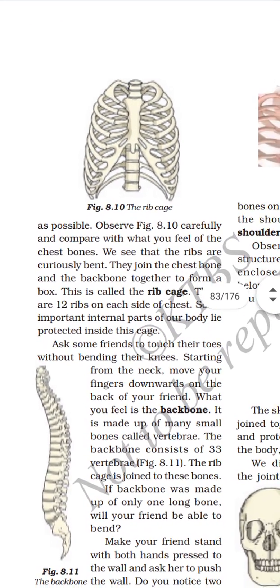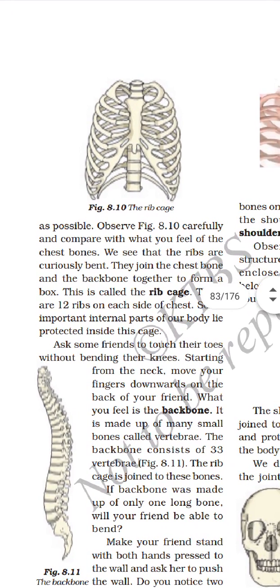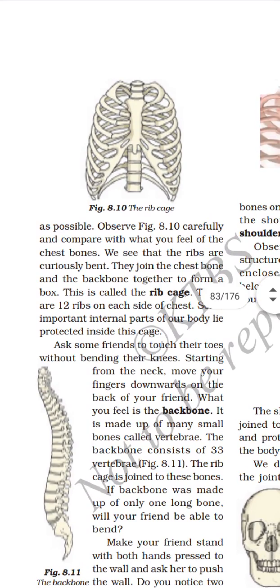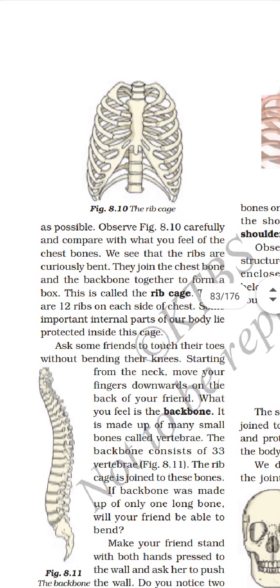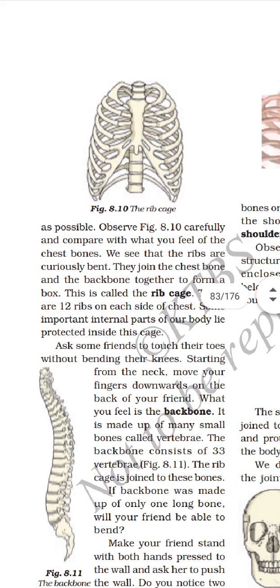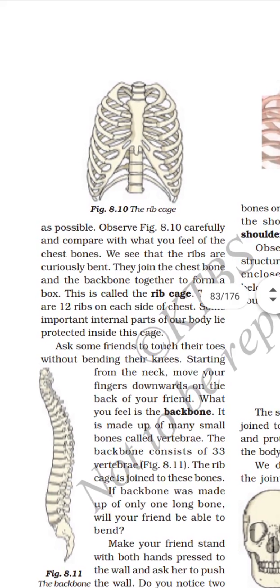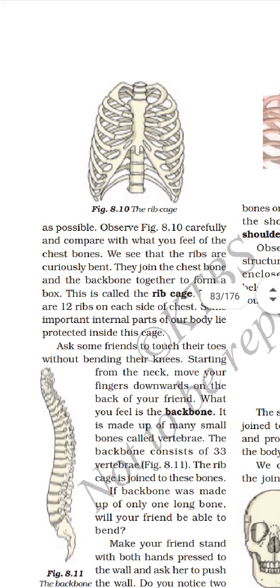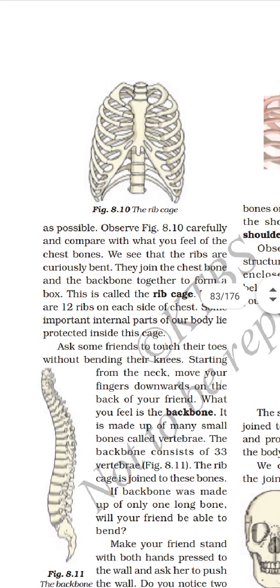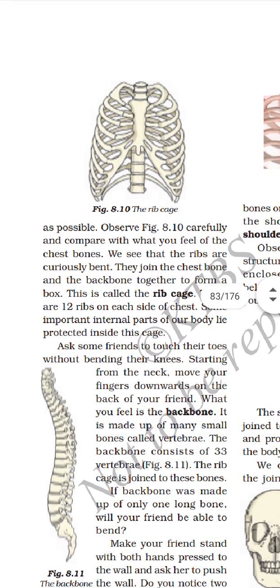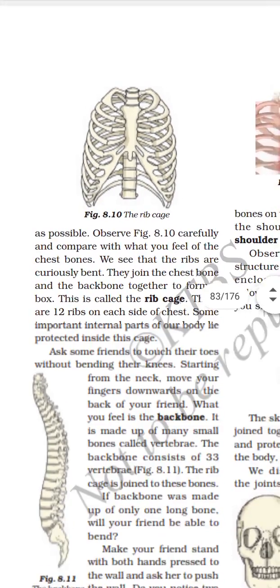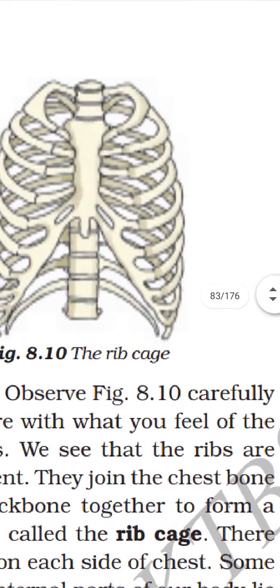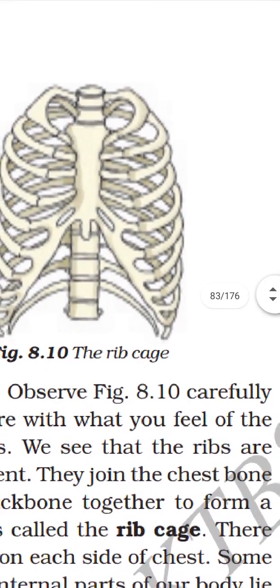Ask some friends to touch their toes without bending their knees. Starting from the neck, move your fingers downwards on the back of your friend. What you feel is the backbone. It is made up of many small bones called vertebrae. The backbone consists of 33 vertebrae. The rib cage is joined to these bones. So here this is the rib cage, and at the back we can also see the backbone.